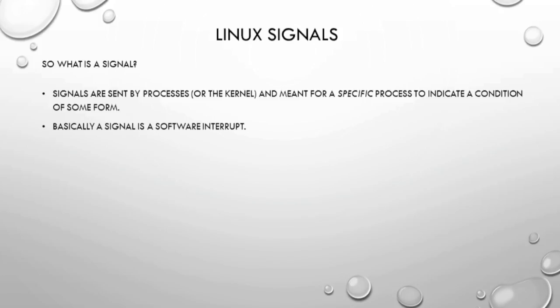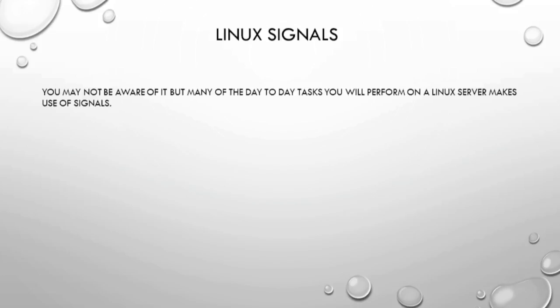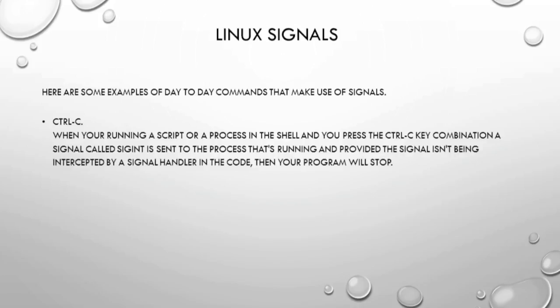So what's a signal? Signals are sent by processes or the kernel and meant for a specific process to indicate a condition of some form. Basically, a signal is a software interrupt. You may not be aware of it, but many of the day-to-day tasks you will perform on a Linux server make use of signals. Some examples.